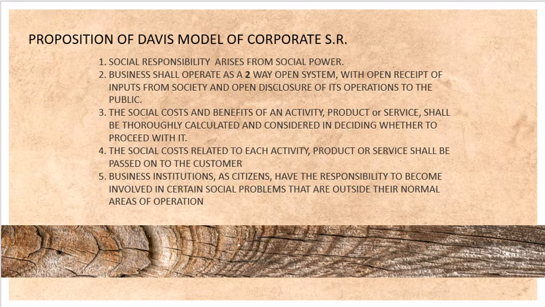So we have the number 5 proposition. Business institutions as citizens have the responsibility to become involved in certain social problems that are outside their normal areas of operations. So if a business possesses the expertise to solve a social problem with which it may be directly associated, it should be held responsible for helping society solve the problem.